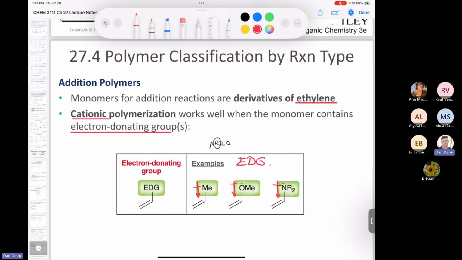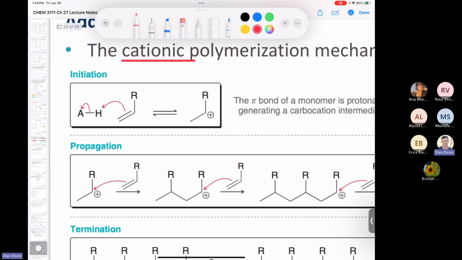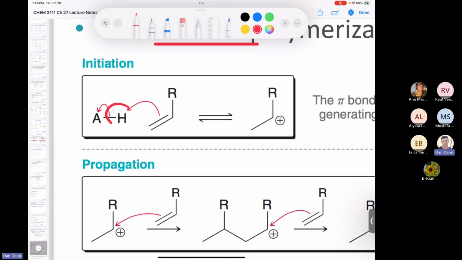Let's think about that. If you have your R group over here, and then let's imagine you have the methoxy group here, and then you have a cation, well, the methoxy group can donate electron density by resonance and stabilize that cation. So we're still going to have the same old initiation, propagation, and termination steps for cationic polymerization, but this reaction is going to be initiated by an acid. So we're going to take our monomer and treat it with an acid, and then you're going to do an addition to the pi bond, and then we end up with a carbocation.